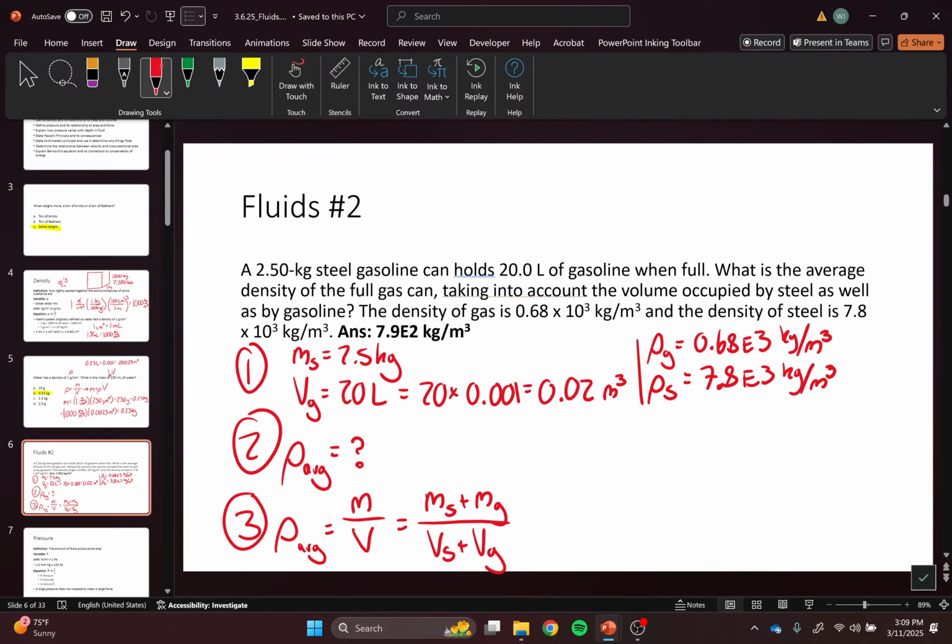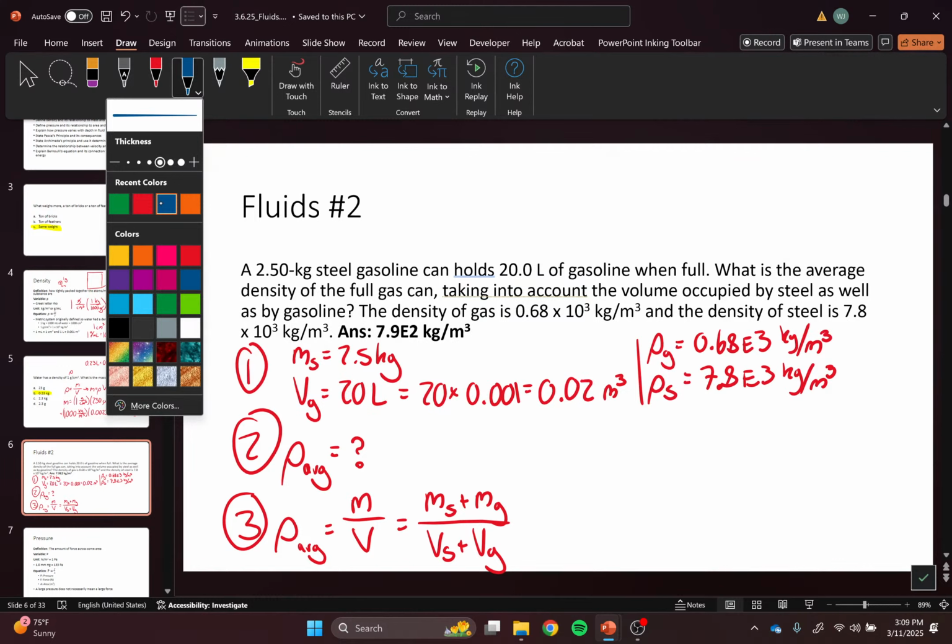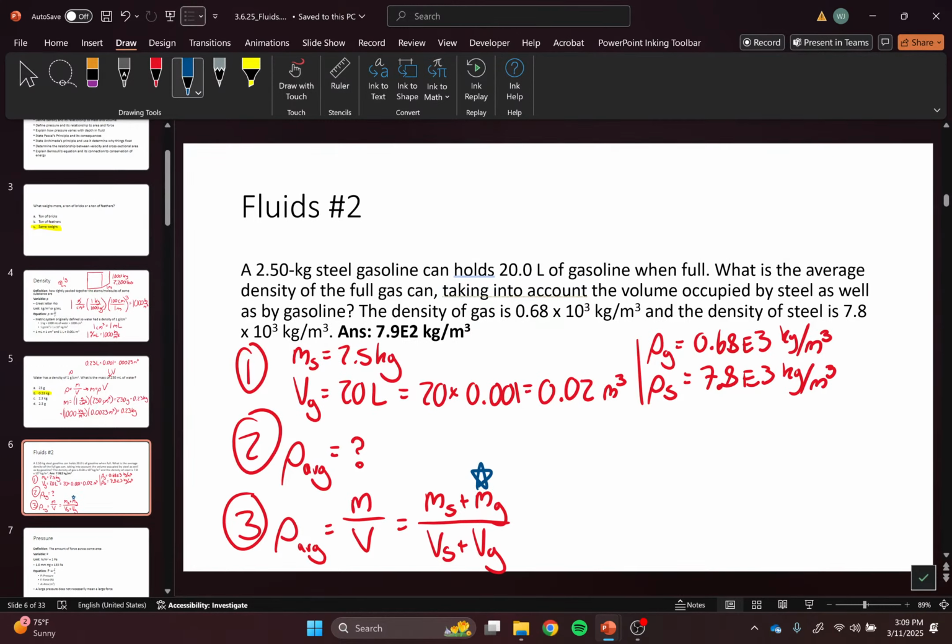So, when you look at this, hopefully you realize I don't have the mass of the gas. I don't have the volume of the steel. So then, how are you going to get those? Well, how am I going to get the mass of the gas? Well, density equals mass over volume. I can rearrange that so that mass equals density times volume. So if I want the mass of the steel, I just multiply the density of steel times volume of steel.